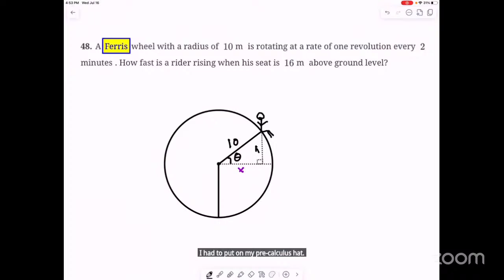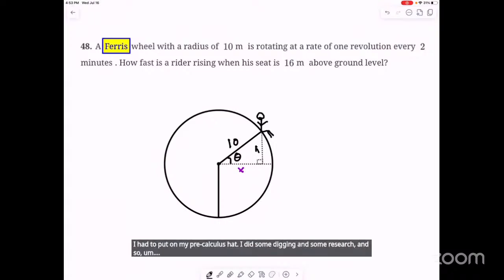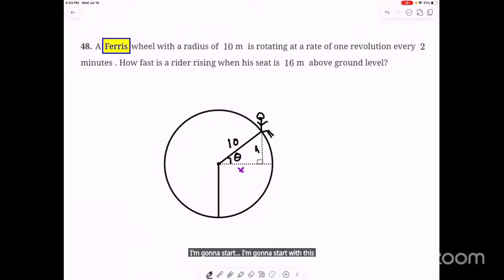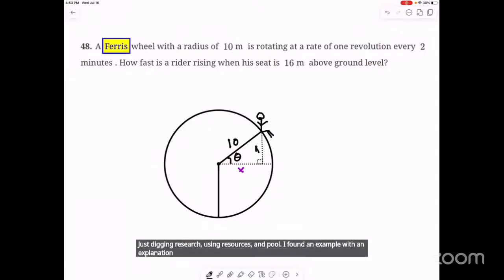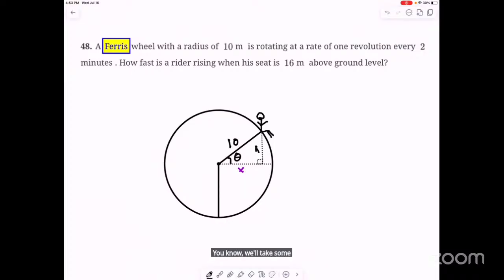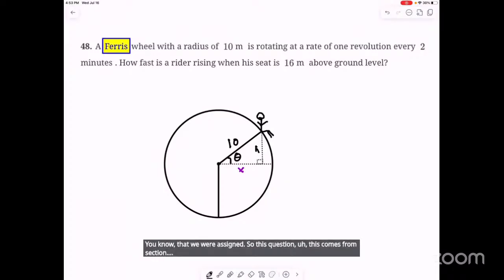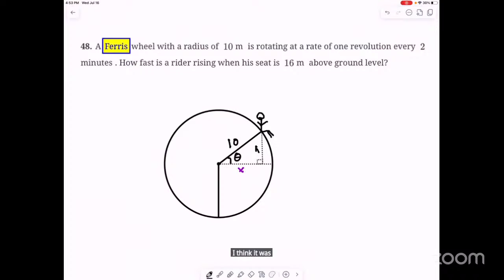I did some digging and research using resources, and I found an example with an explanation. I'm going to do my best to walk through it, and then we'll take some time to go through the one that we were assigned. This question comes from section 3.9, question 48 from the textbook.